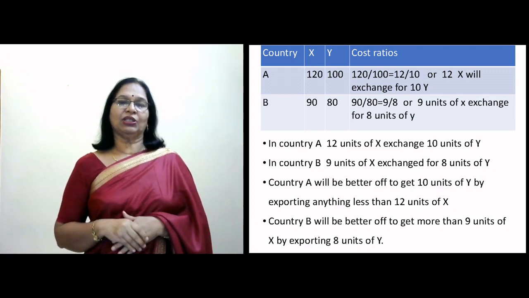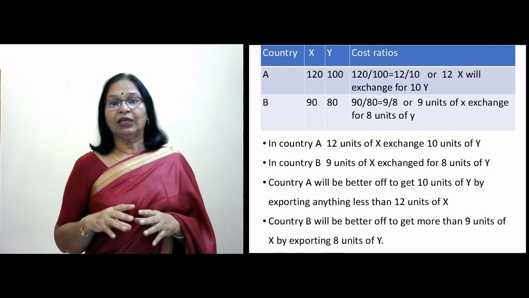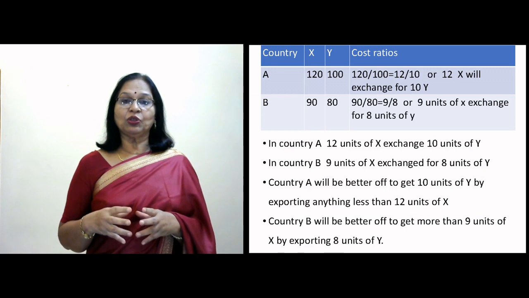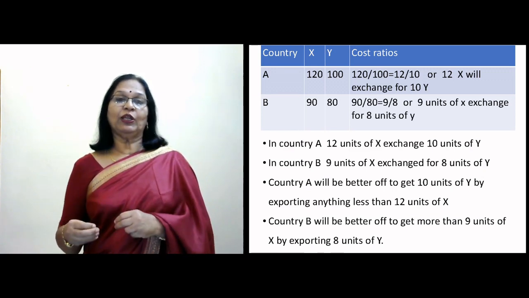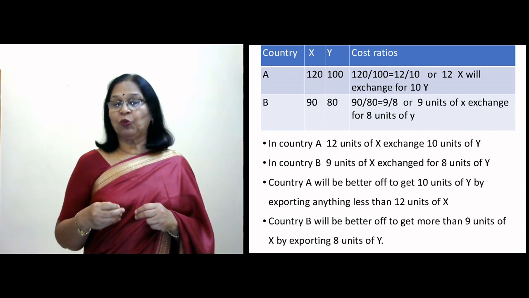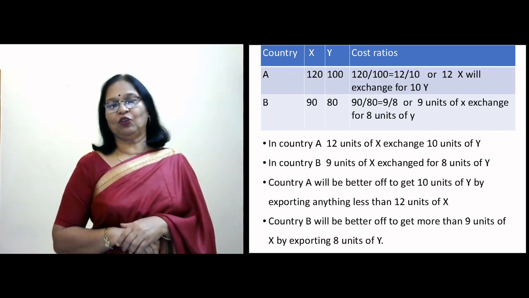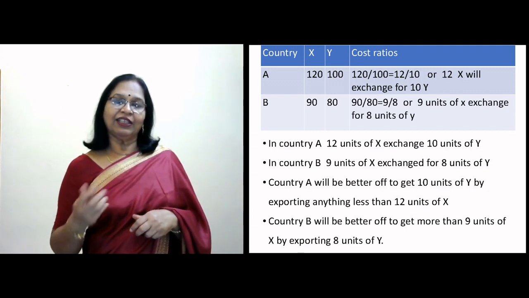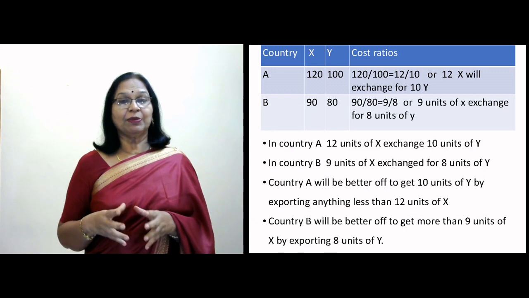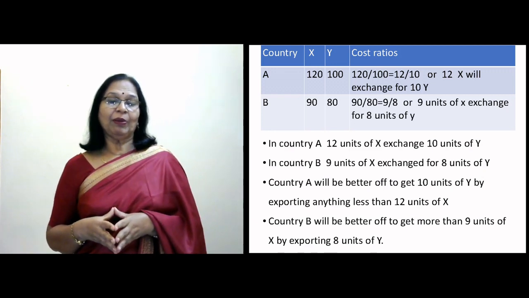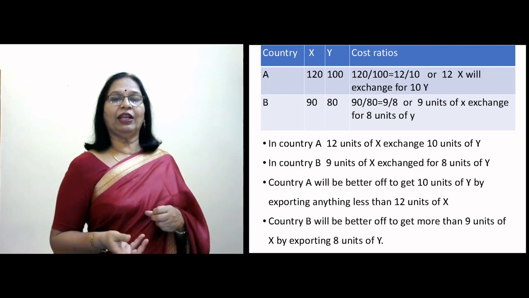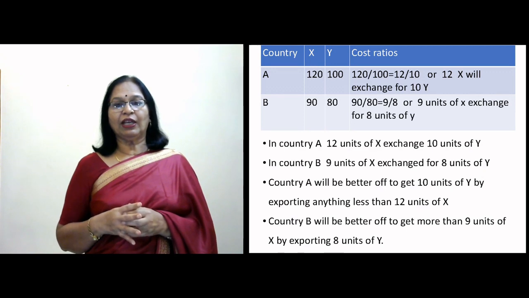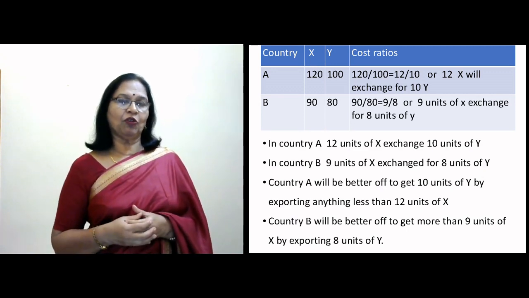Now, coming to the international exchange ratios, what are we finding? Country A will be willing to get into trade if it gets 10 units of Y by exporting anything less than 12 units of X. So if it can get by giving less, then that is better for country A. And similarly, country B will be better off if it can get more than 9 units of X by exporting 8 units of Y. So if it can get more units, then it is better for both the countries. Why?